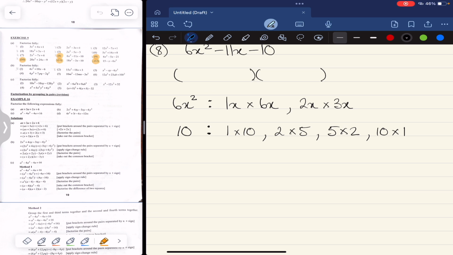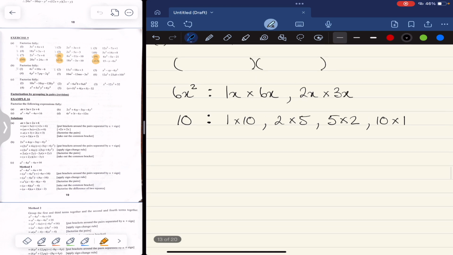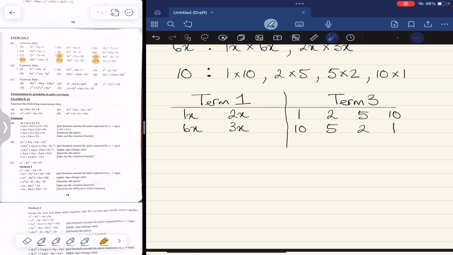So after I've written down the product options of the first and the last term, I am now going to put these options in a table. So I'll quickly get that table sorted out, and then I'll get straight into the next part of this method. Alright, so we are back. I've got my table set up here, and it's a very simple table.